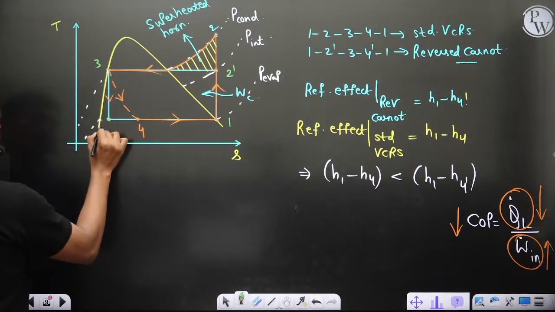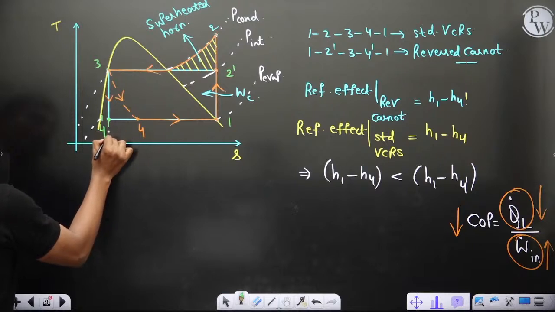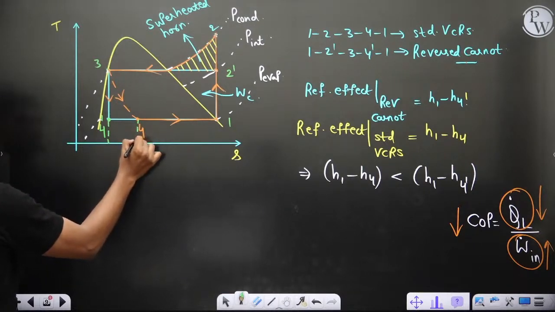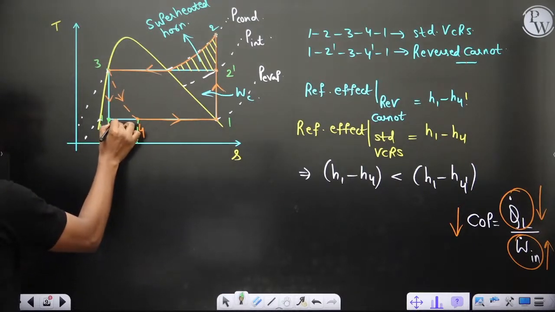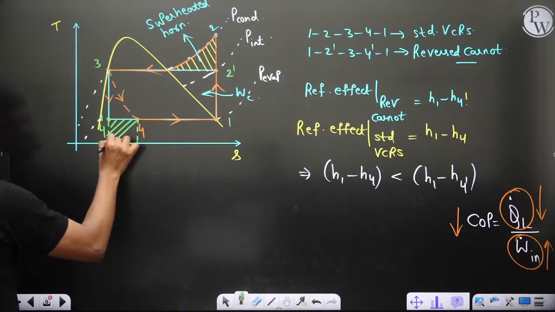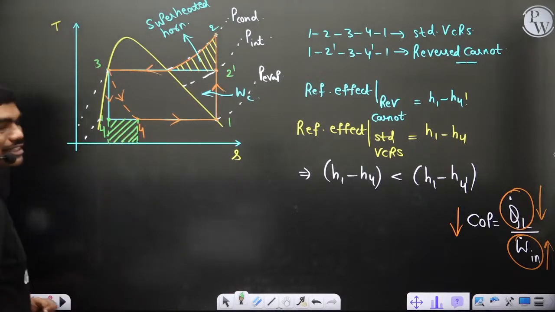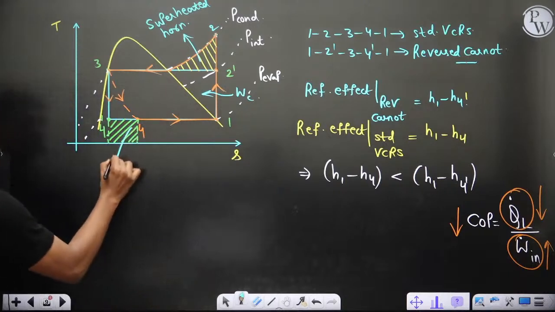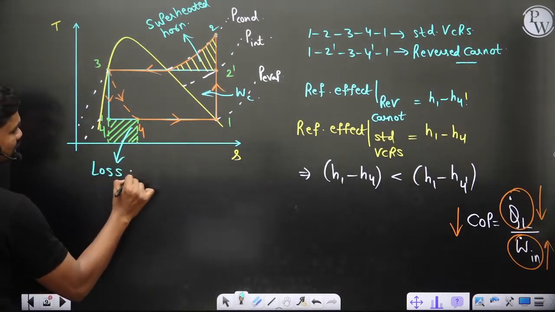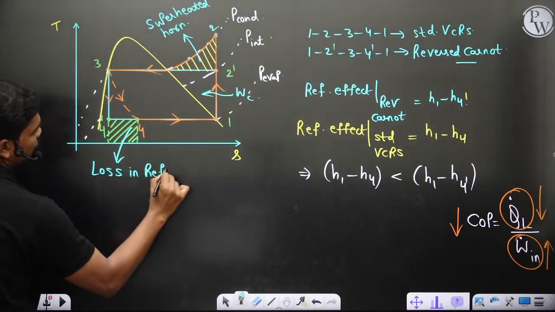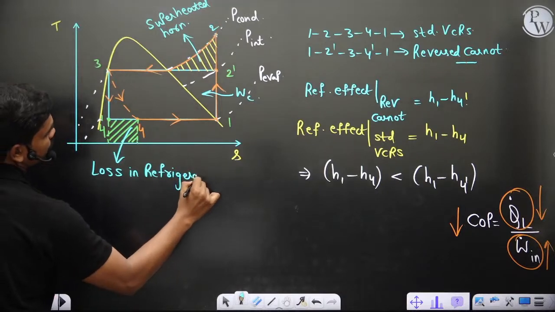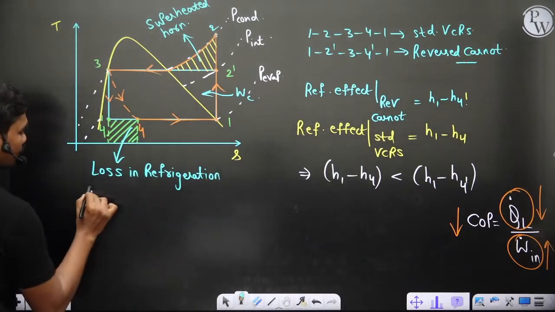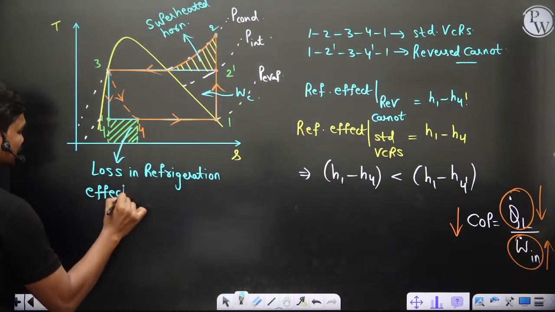This point is 4 dash. This amount of heat, because del Q is equal to the area under the T-dS diagram, so this amount of heat is not ejected from the refrigerated space. Okay, and this energy loss, which is loss in refrigerating effect, so this area corresponds to loss in refrigeration effect, and this loss is because of throttling.